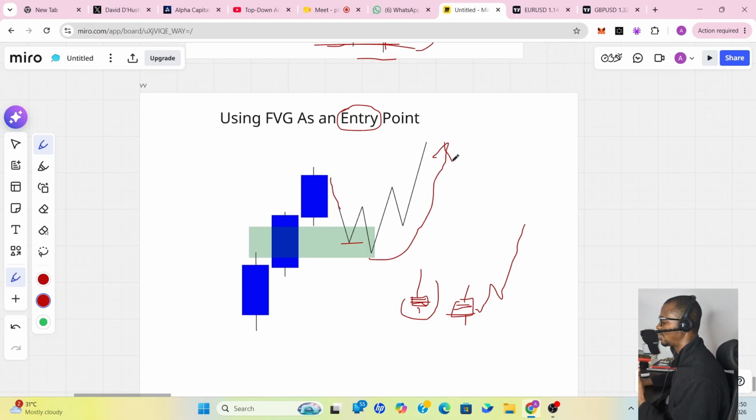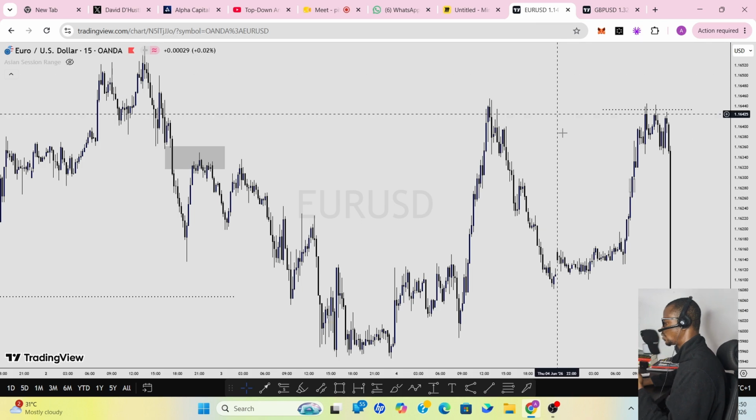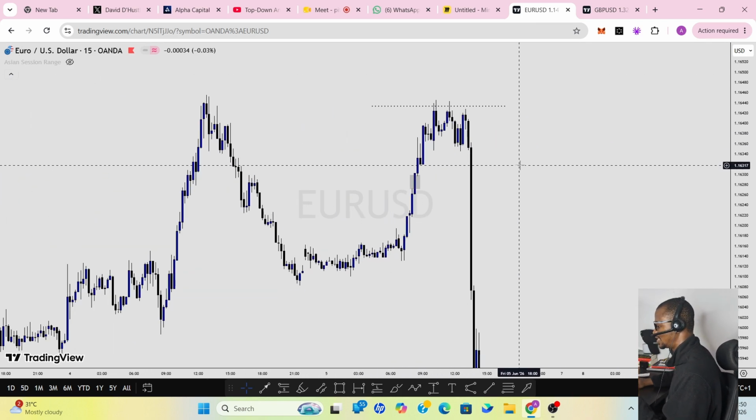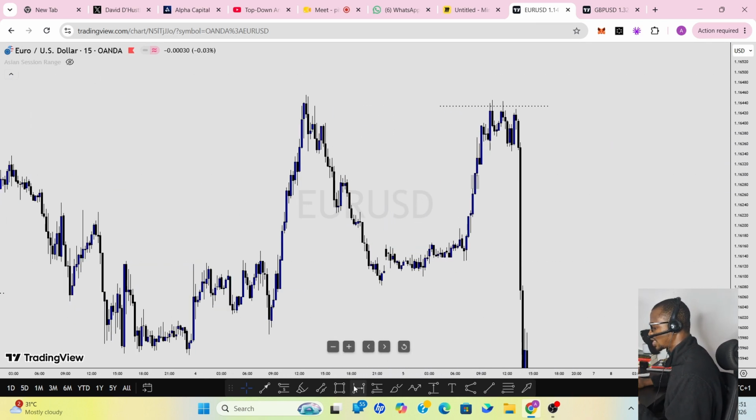So that is how you can use your fair value gap logically to find a bias or to find your exit point in the market. You understand? So let me go to my chart here and show you that this thing actually works. You understand? So this is a good example here. You understand? What can you see clearly?